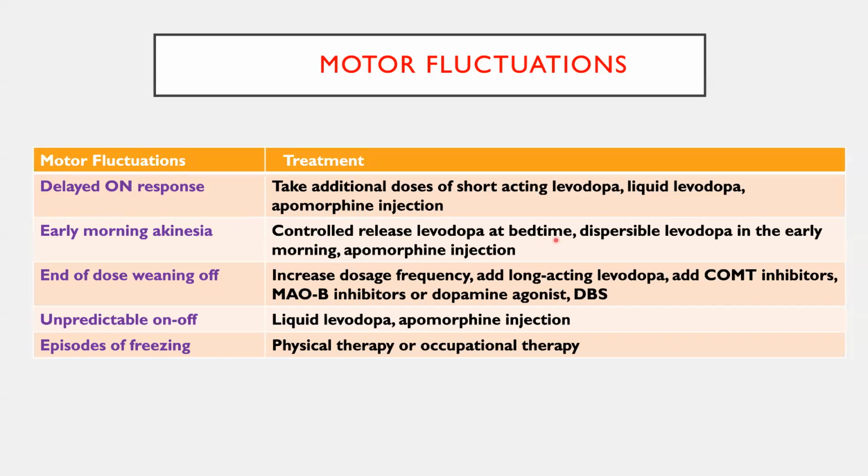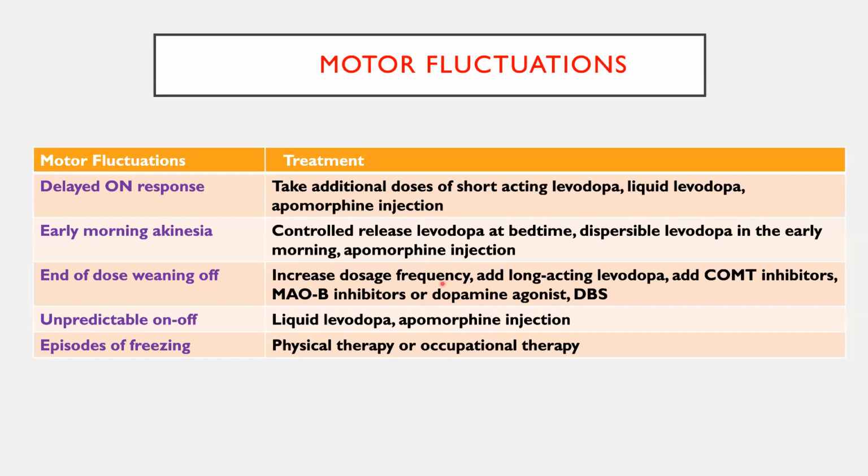Third setting would be end of dose wearing off. You have given the tablet, and it stopped acting after 2 hours. Ideally, it would act up to 4 hours. In the later part of the disease, the effect will wear off very early. In that setting, you need to increase the frequency. Say for example, you are giving 3 times a day. You make it 4 times. You make it 5 times, or you make it 6 times.